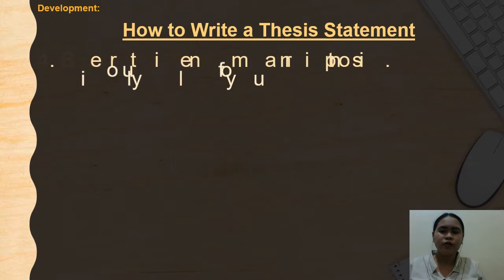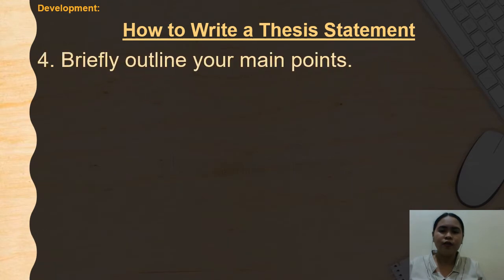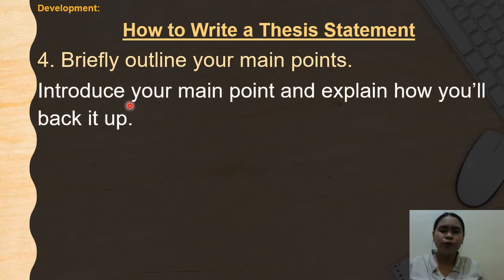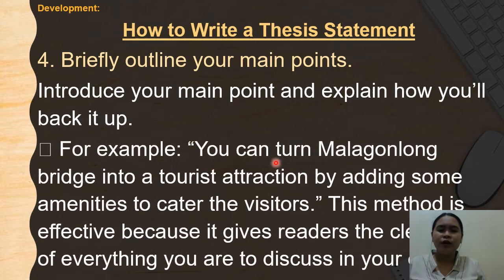Next, the fourth one is you're going to briefly outline your main points. You're going to introduce your main point and then explain how you'll back it up. For example, you can turn Magalonglong Bridge into a tourist attraction by adding some amenities to cater to the visitors. This method is effective because it gives readers the clear idea of everything you are to discuss in your essay.